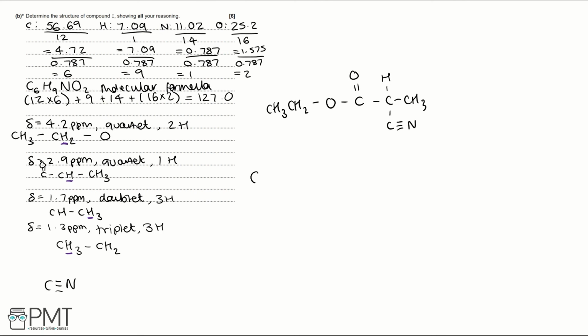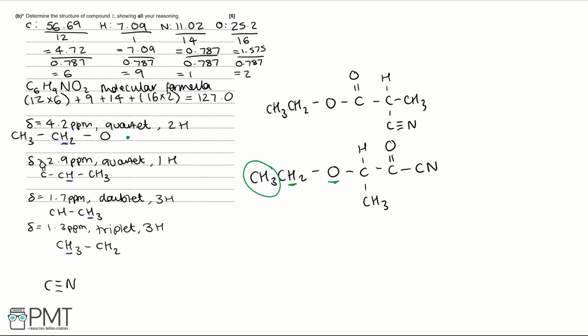So our next possible structure is CH3CH2O, so the same to start with, but then we have our CH and CH3 group in the middle with our carbon double bond oxygen and our nitrile group at the end. So again, we are going to check our proton environments. Our 4.2 proton environment is shown here. This is going to be the hydrogen that creates this quartet. It's connected to a CH3, so it will have a quartet splitting pattern, and it's going to have a chemical shift value of 4.2 because of this oxygen that it's bonded to.